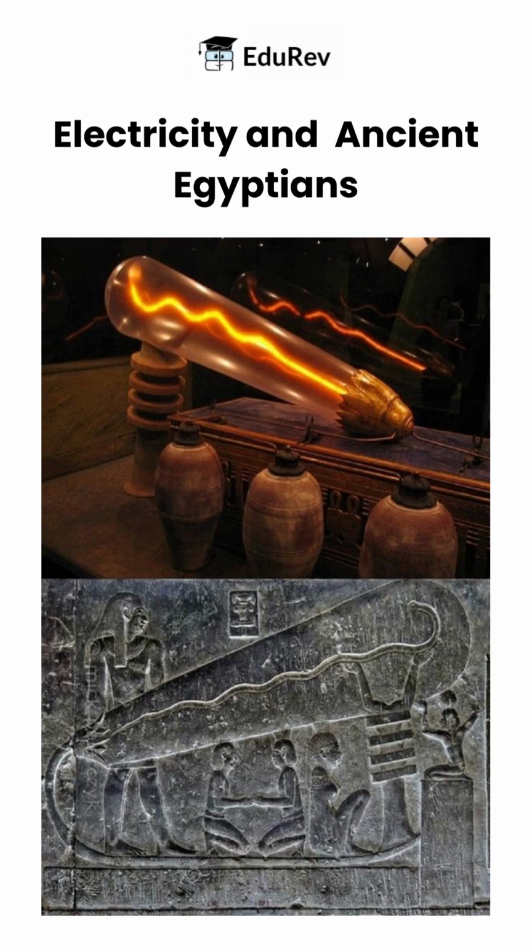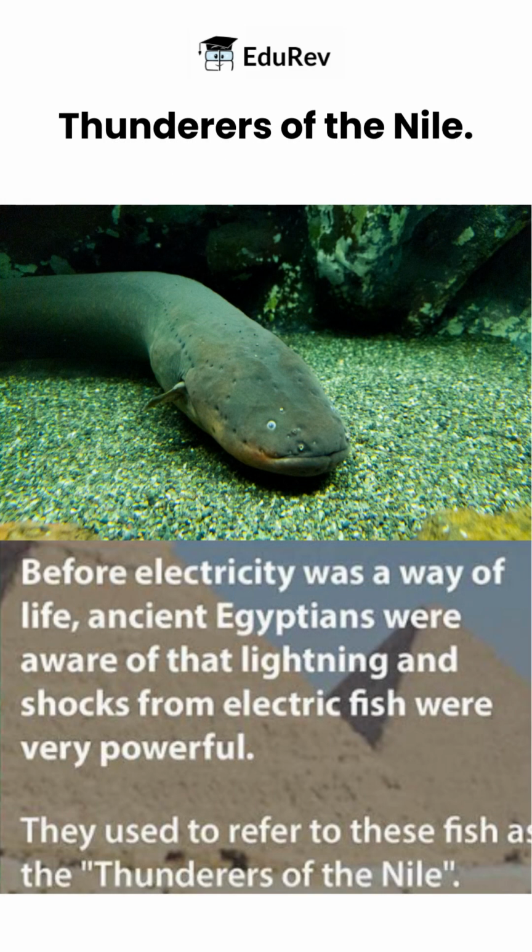Did you know? Before electricity was a way of life, ancient Egyptians were aware that lightning and shocks from electric fish were very powerful. They used to refer to these fish as the thunderers of the Nile. Today, we'll explore the intricate world of electric current in our modern society.